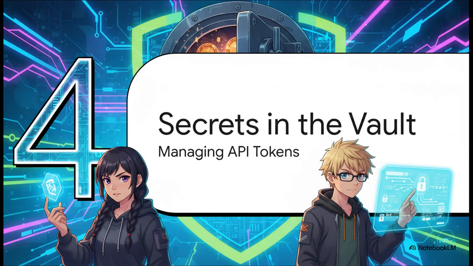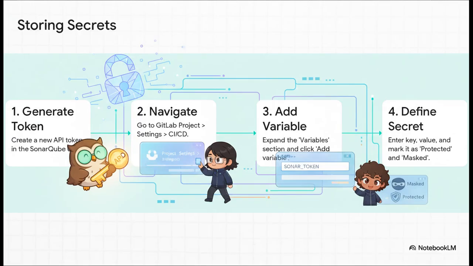Okay, so let's talk about something that's critical for any real-world pipeline: how you handle sensitive stuff. For our example, we need a way to securely use an API token for our SonarQube analysis server. We can't just paste that into a script. Well, GitLab makes this incredibly simple. First, you generate your token over in SonarQube. Then you just pop over to your project's CI/CD settings in GitLab. You add a new variable, give it a key like Sonar token, and here's the important part: you mark it as masked and protected. This means it's available to your pipeline, but GitLab will make sure it never, ever gets printed out in your job logs.